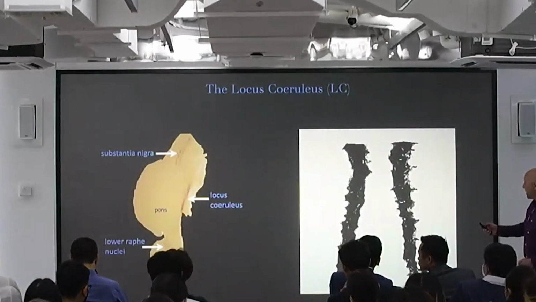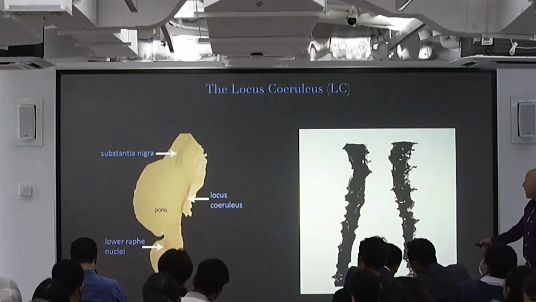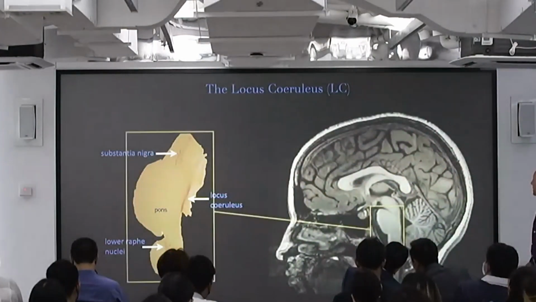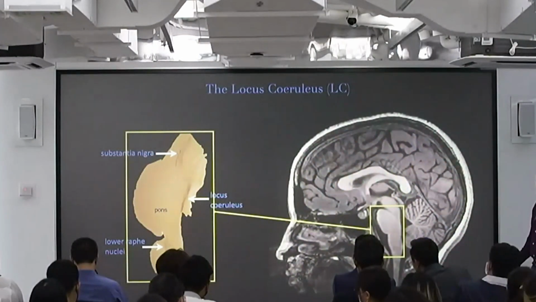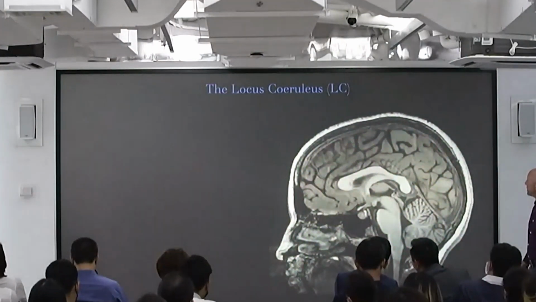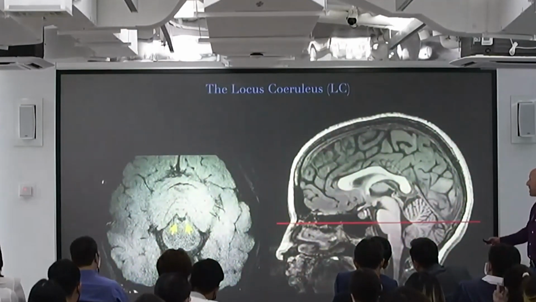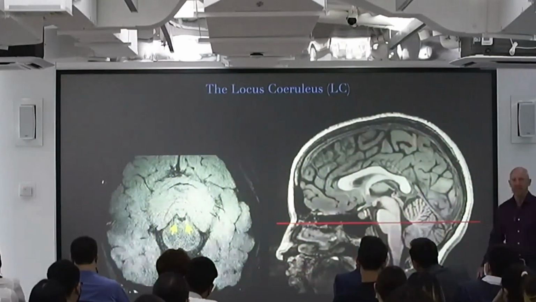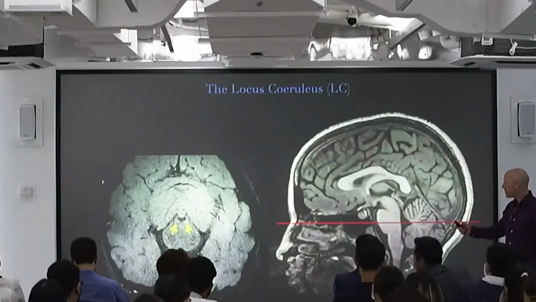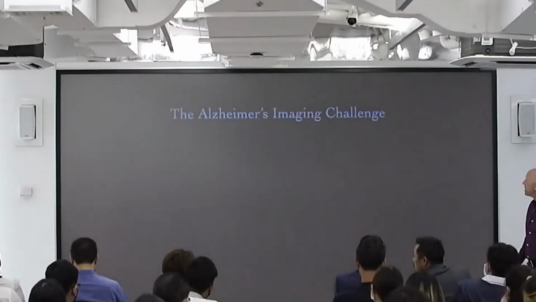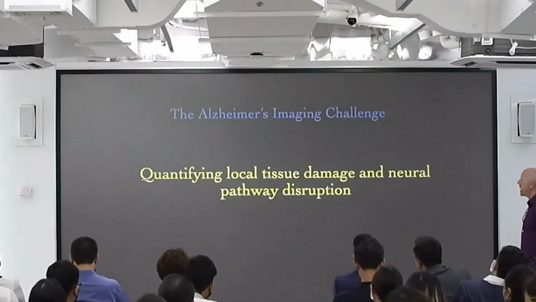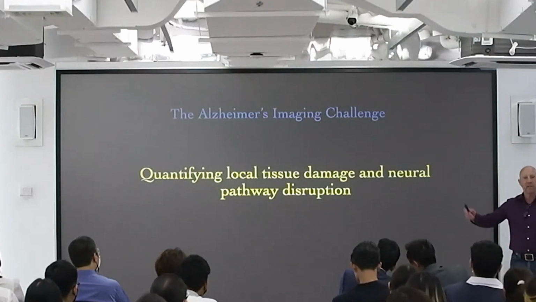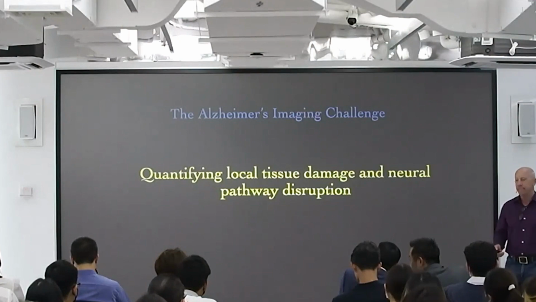Here is a bit of a stain. You can see it's actually quite small. This is a blown up region, and here's where it is in the brain. But it's really small, so this is a huge imaging challenge for MRI. The first challenge is how do we quantify the damage and the neural pathway disruption? What we really want to see is how the disease progresses and how we quantify that.